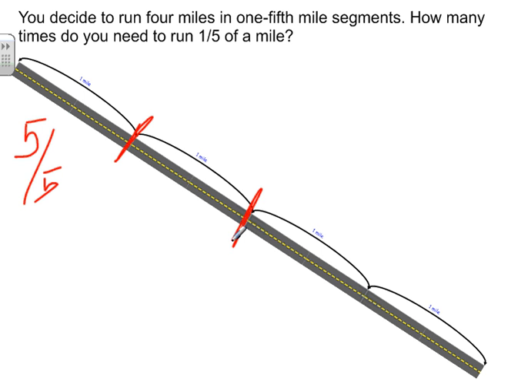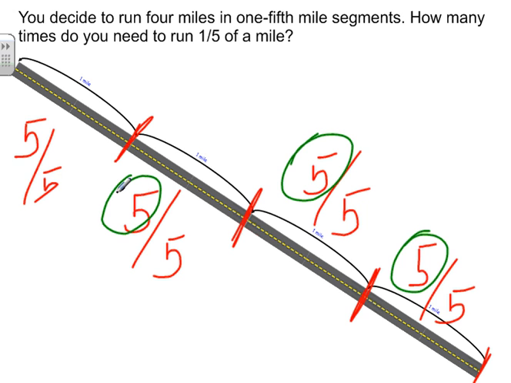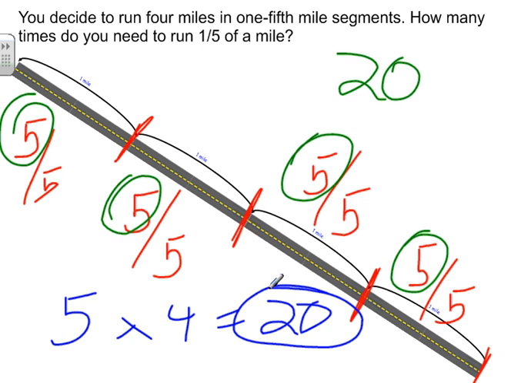In a second mile, there are 5 more fifths. In a third mile, there are 5 more fifths. And so on, until we get to our final mile, 5 more fifths. And now, just by counting, we can add up 5 plus 5 plus 5 plus 5 is equal to 20. Alternatively, we have 5/5 of a mile times 4 miles means we have to run a fifth of a mile 20 times to make it the full 4 miles.